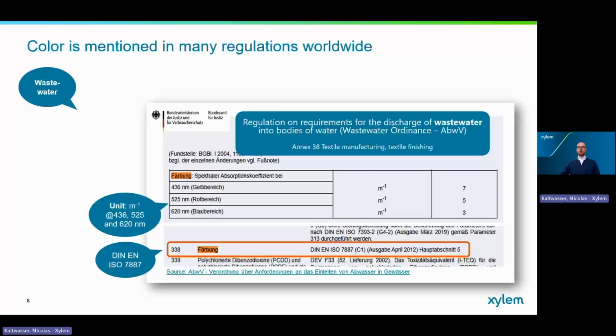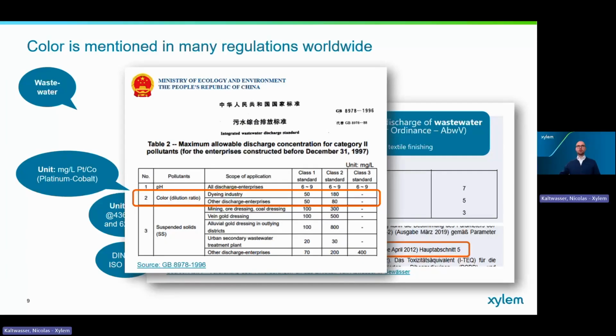We find also regulations and limits in wastewater, here again in Germany, specifically for textile manufacturing and textile finishing industries. And it's using again the meter to the power of -1 unit. And then I also found a regulation in China. I'm not 100% sure if this is up to date, but you can see here for wastewater color is also limited in dyeing industry, for example. And here again, the unit is the platinum cobalt scale.